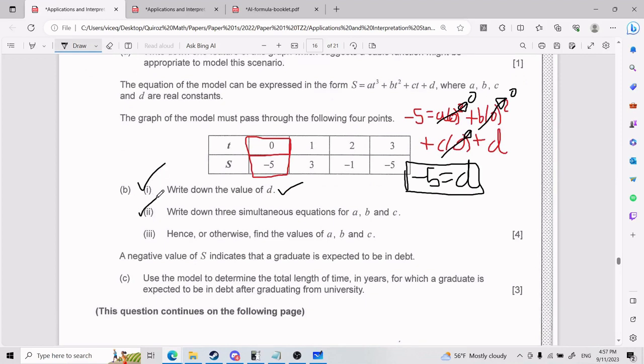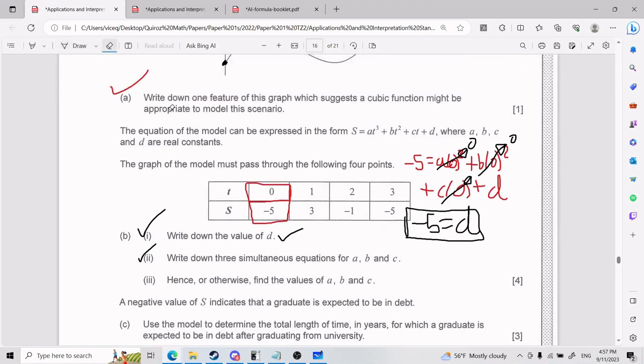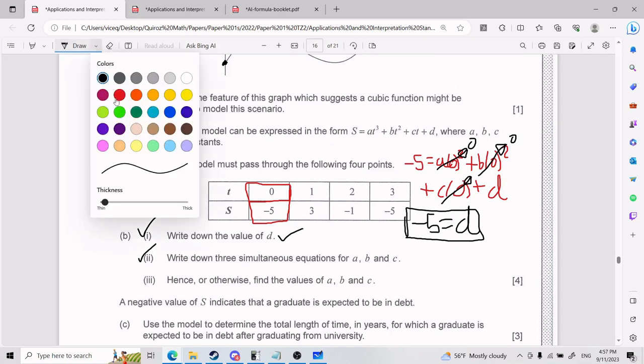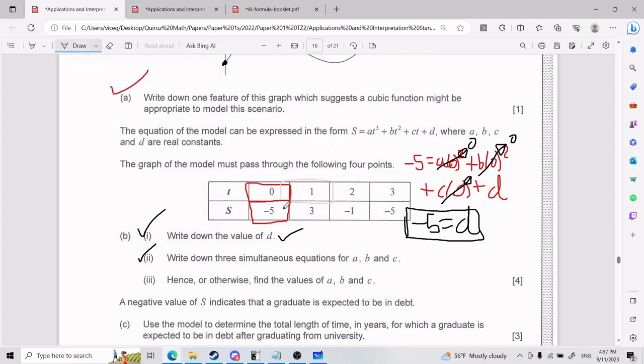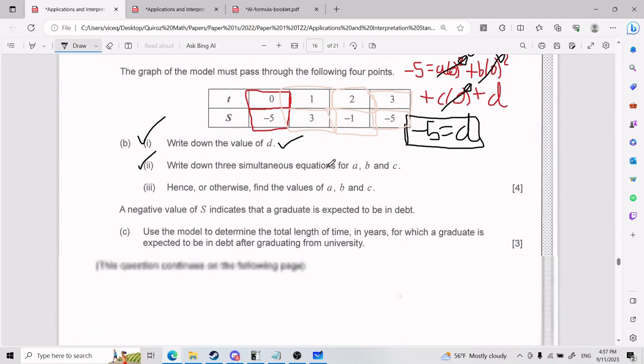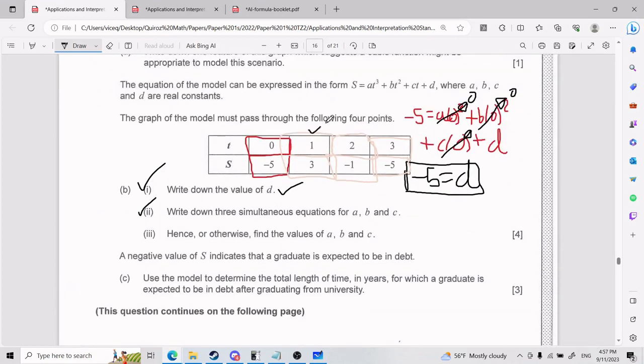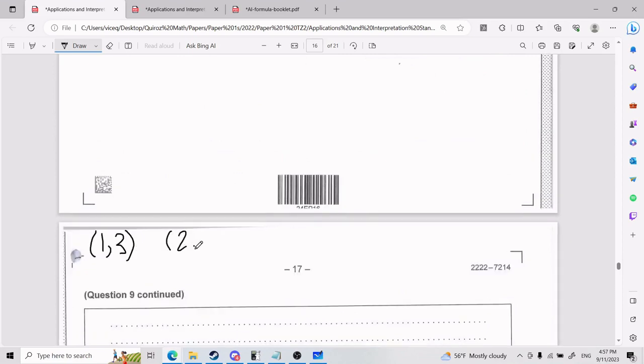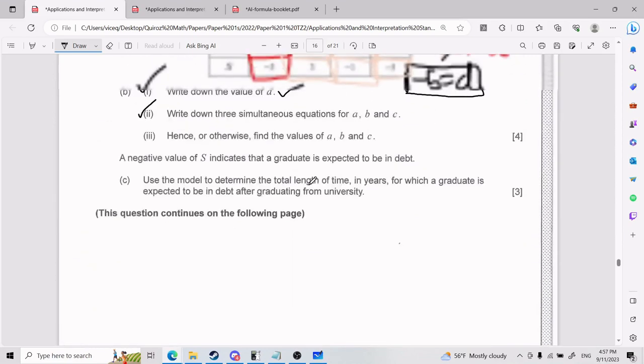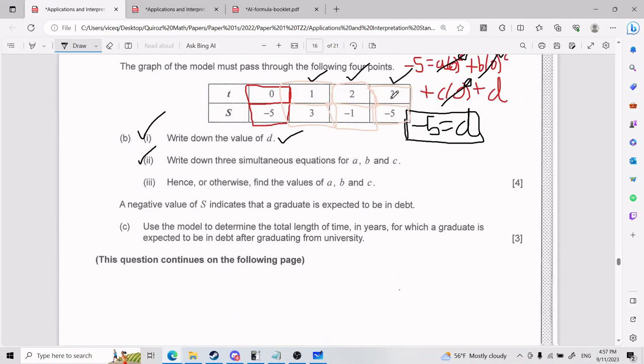Part B, part double I is write down 3 simultaneous equations for A, B, and C. So, I just used the first point here that I have in red to find the y-intercept, to find D. For the other 3, I can go ahead and use this one, and this one. See? Now, I will tell you right away, this exercise gets messy, and it's an exercise that is supposed to get a little messy. Okay? Point is, I have 3 points. See? I have 1, 3, which is this one here. Then I have 2, -1, which is this one here. And then I have 3, -5, which is this one here.